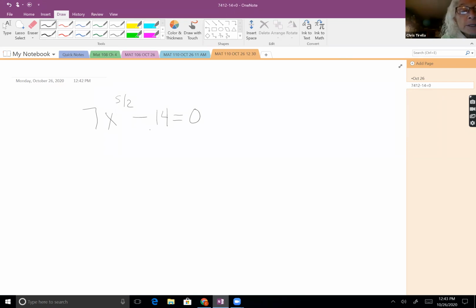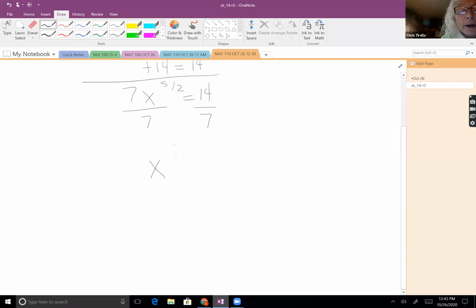When we have a rational exponent, the first thing we want to do is get that term alone. So let's add the 14 to both sides. This gives me 7x to the 5 halves equals 14. And then let me get that all alone. So I'll divide both sides by 7. And that gives me x to the 5 halves equals 2. You ready with me so far? Yeah. So now in order to get rid of that exponent, what we're going to do is raise both sides to the reciprocal power. So we're going to raise both sides to the 2/5 power.